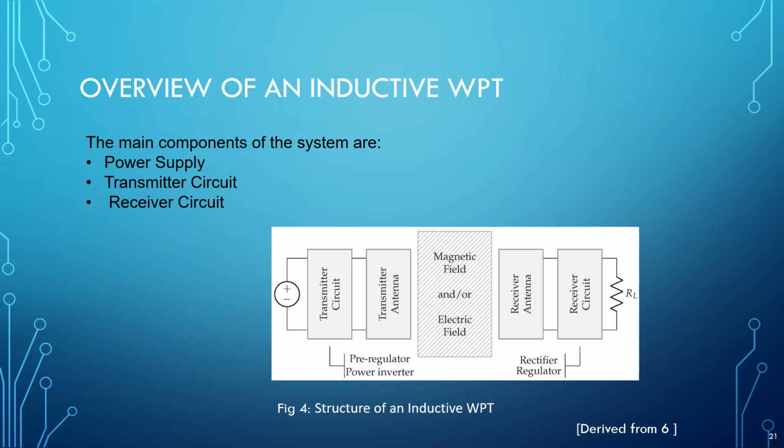Here's a figure showing the structure of an inductive wireless power transmission system. This is the power supply. The transmitter circuit transmits the power through the transmitting antenna from the power supply. There's a magnetic field or electric field in between these two transmitting and receiving antennas. The receiver antenna receives the power from the transmitter antenna, converts it to rechargeable power, and uses it to charge the device.